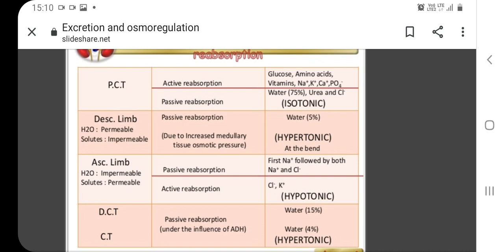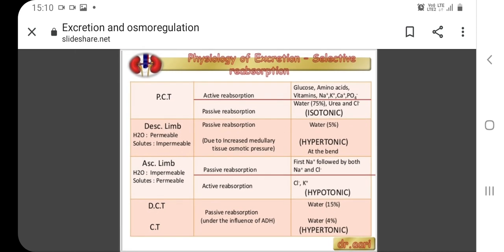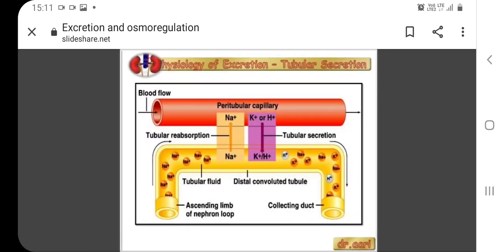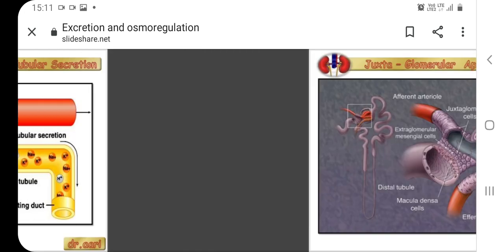The collecting duct reabsorbs solute and water from the filtrate, forming dilute urine. This is the diagram showing what I have just spoken.